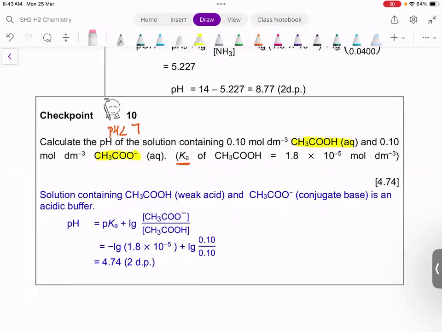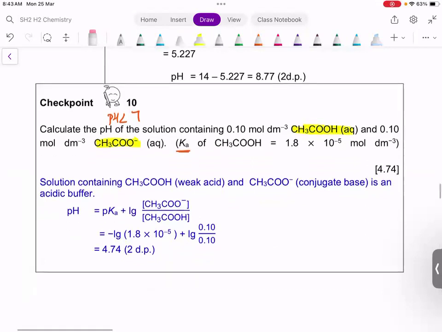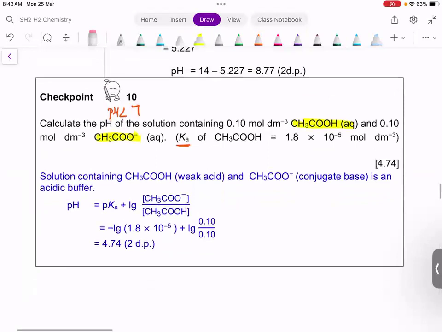Okay, so actually the calculation is very straightforward because you notice that the weak acid and the salt are equal in concentration. So logarithm 1 is essentially 0. So this whole part will become 0. Therefore, it will just be the negative log of your Ka value.